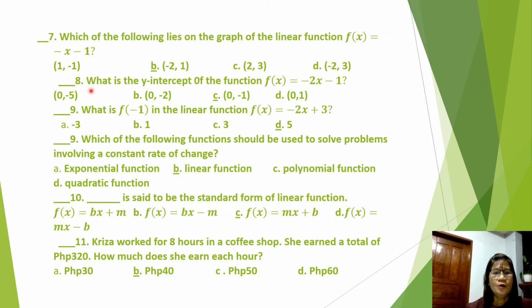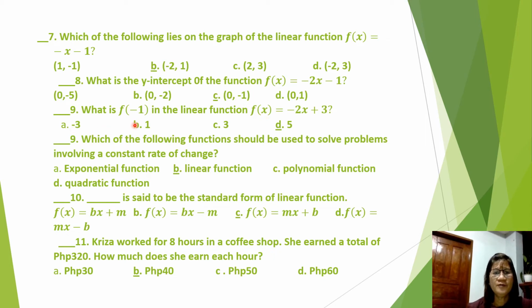Number 8. What is the y-intercept of the function f of x equals negative 2x, negative 1? So, tandaan niyo pag sinabi nating y-intercept, if you are looking for y-intercept, you have to change x to 0. So, this is why, ito naman palitan natin ng 0, it will be 0 minus 1, negative 1. So, the answer is C. When x is 0, y is negative 1.